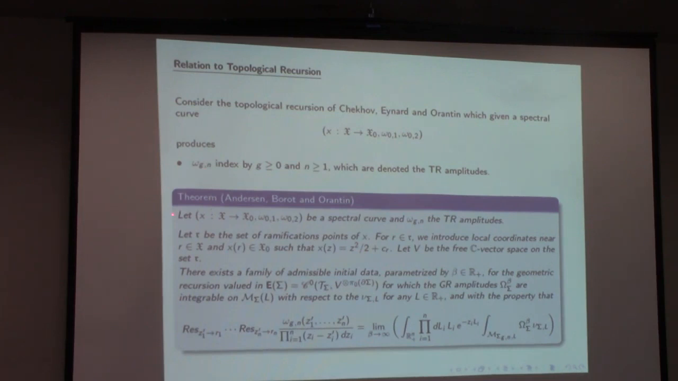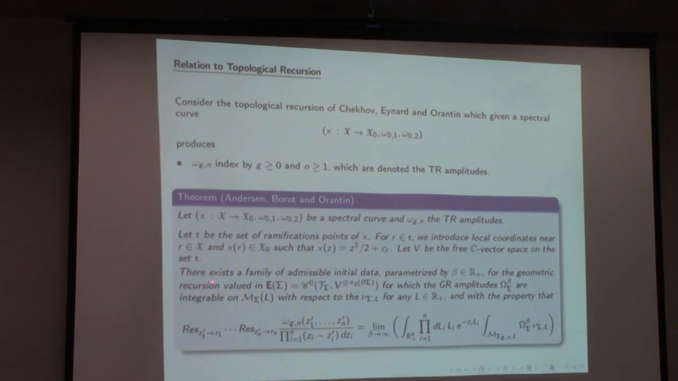So the theorem says, you take the spectral curve, it produces the omega g,n's. Now you take R to be the set of ramification points of this ramified double cover. For every r in R, you pick local coordinates near r in such a way that the holomorphic coordinate near r is simply z goes to z squared over 2 plus some shift. Then you let V be the free vector space on the ramification points.